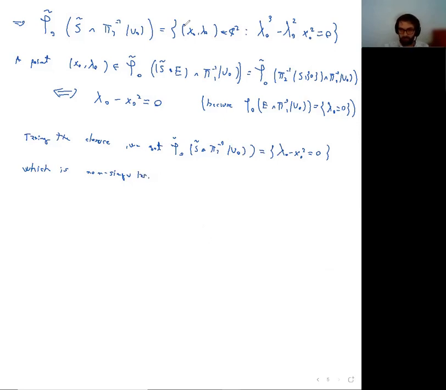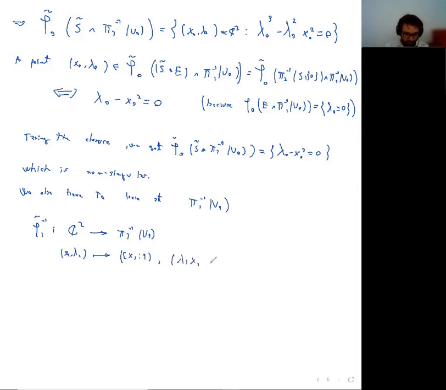Non-singular. Okay. Of course, so this is for one chart. This is for pi 1 inverse of U0, but we also have to look at pi 1 inverse of U1, which is the other map, the one that goes again from C2, pi 1 inverse of U1, and it sends x1, lambda 1 to the same but switched. So x1, 1 comma lambda 1 x1 comma x1.